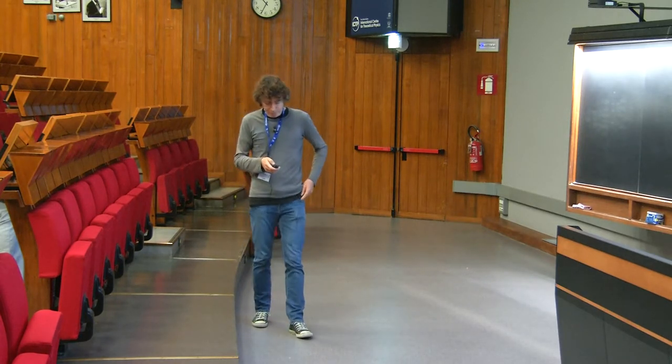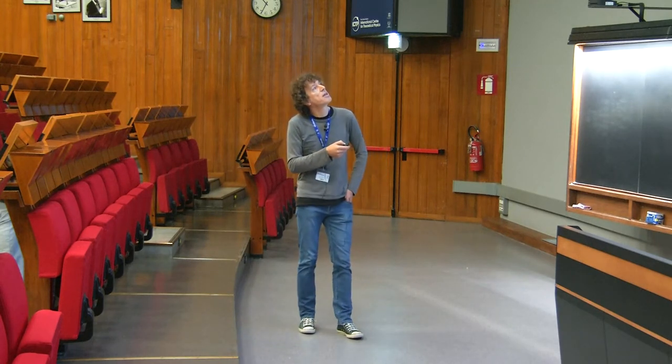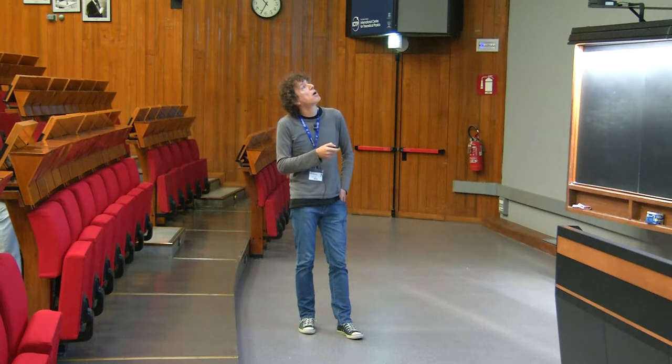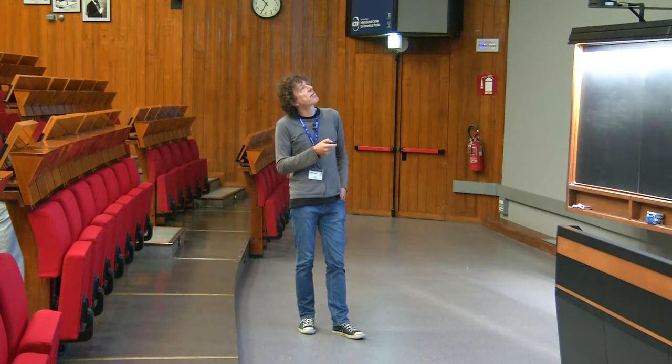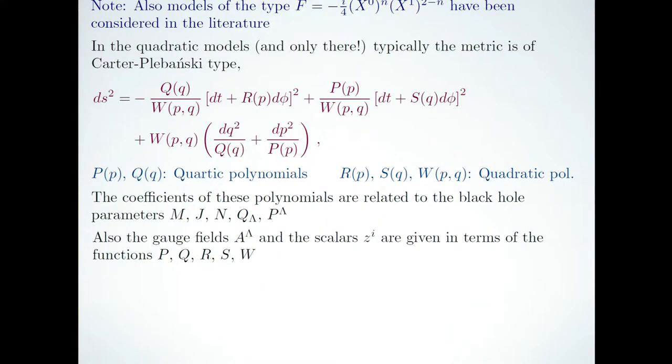which is quite simple. So the coordinates are t, phi, P and Q, and the metric is completely specified by these structure functions: P and Q that are quartic polynomials, and R, S, and W that are quadratic polynomials. And the coefficients of these polynomials are then related to the black hole parameters, mass, angular momentum, and so on. And also the gauge fields A lambda and the scalar fields are completely given in terms of these five functions here. So this is how the metric looks.